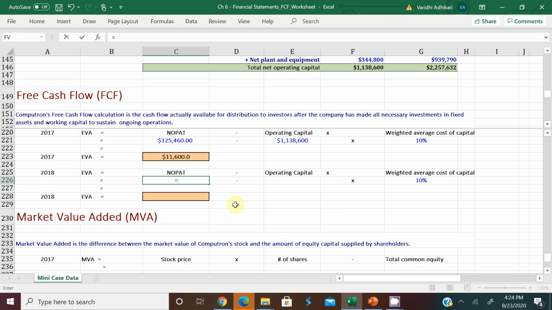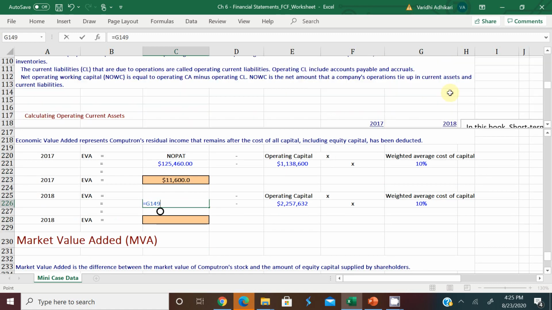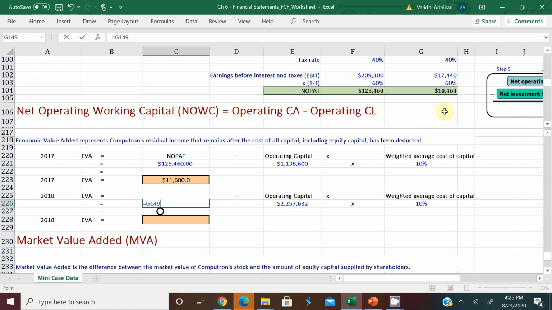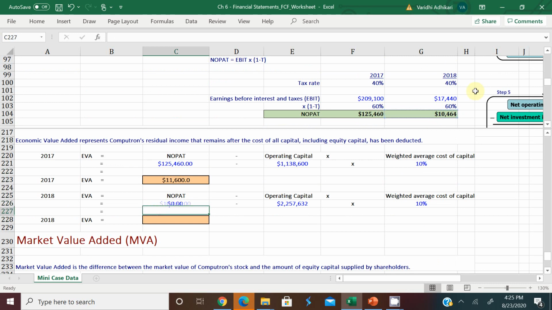2018, what do we have? We have operating capital of that much. Weighted average cost of capital remains at 10%. So that's our assumption in this calculation. And NOPAT is, I thought I remembered it, I forgot the cell reference. NOPAT was 10,464. So this company made $10,000 in operating profit in that year, but how much did investors need?